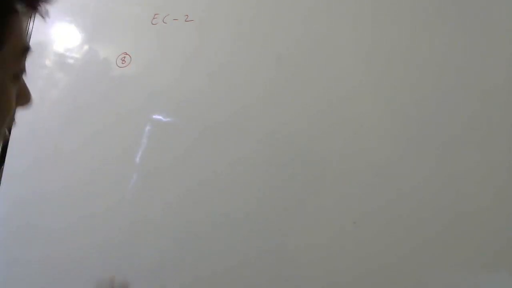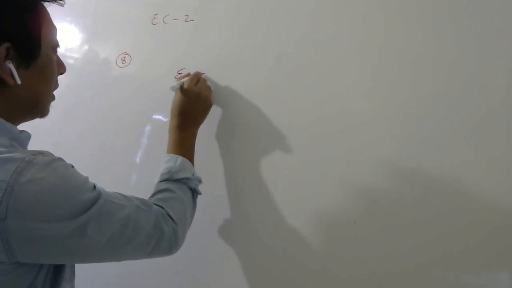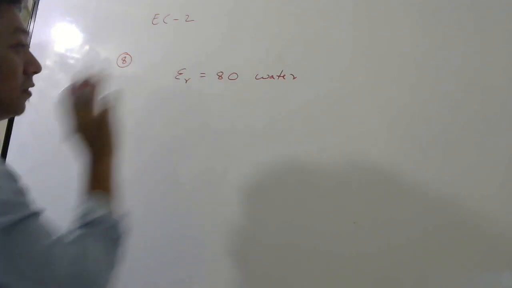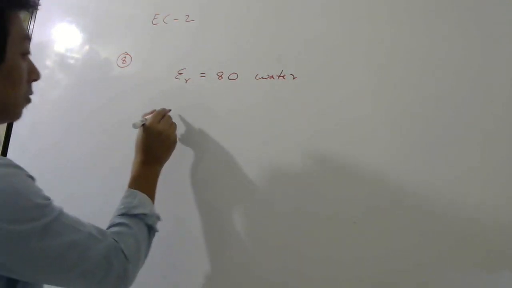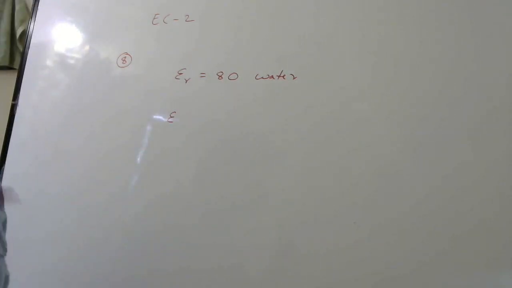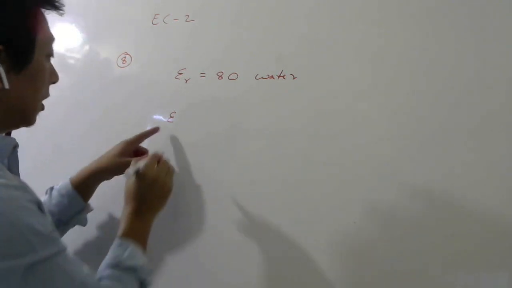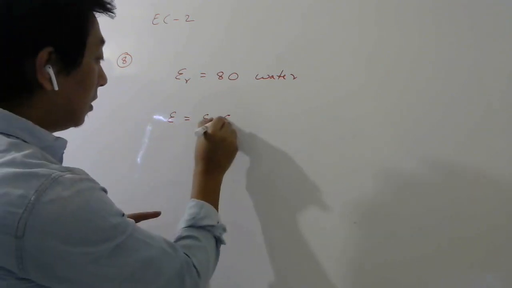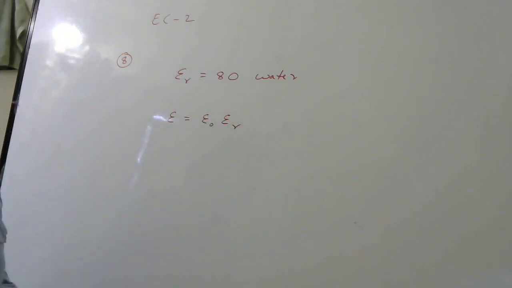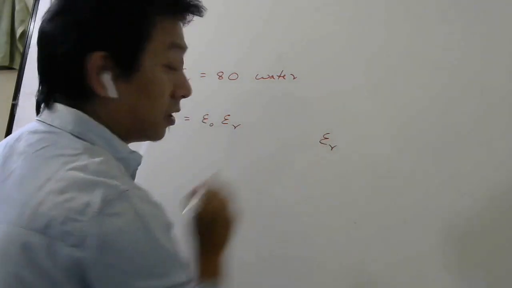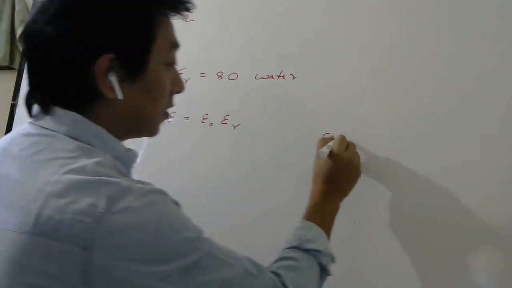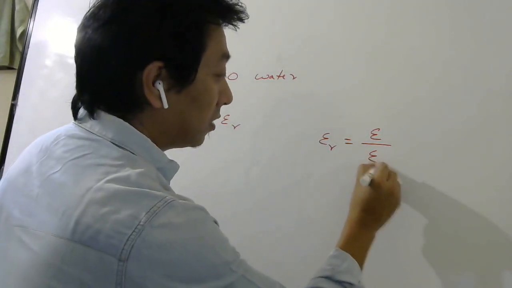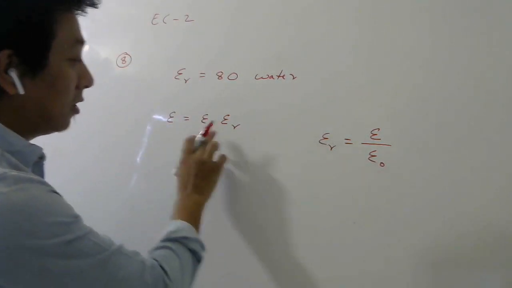So question number 8 says the relative permittivity of water is 80. They are asking what will be the permittivity of water. You know that permittivity is permittivity of vacuum into relative permittivity, right? How was relative permittivity defined? It was the ratio of permittivity of the medium by permittivity of vacuum. So if you cross multiply, you will get this.